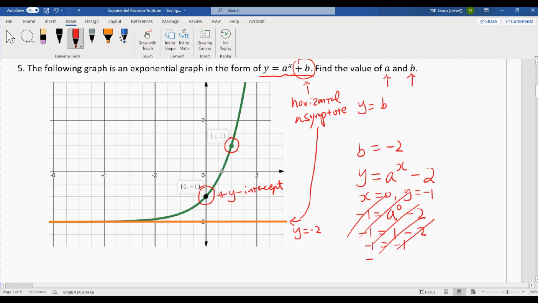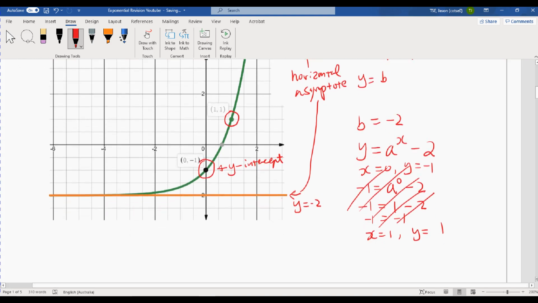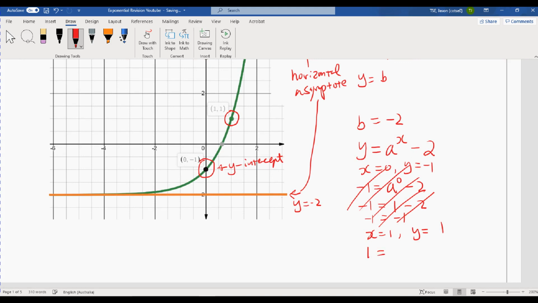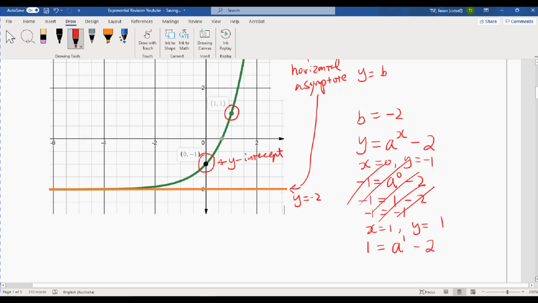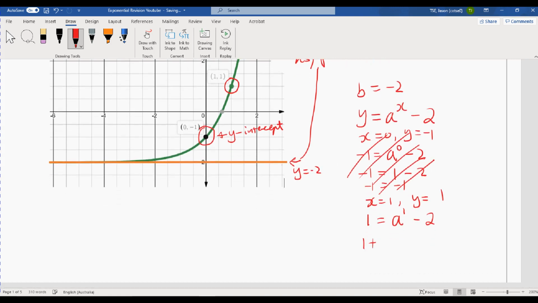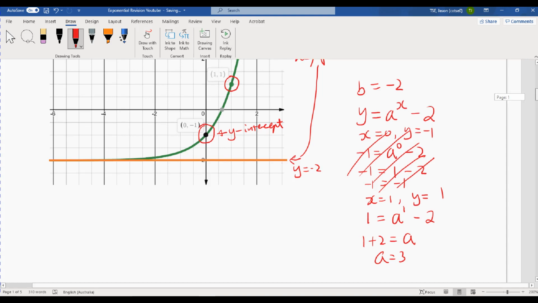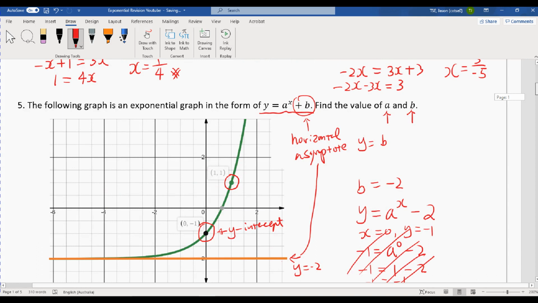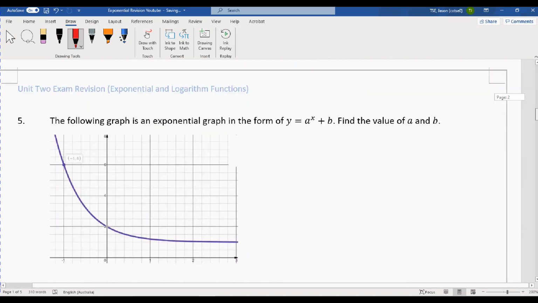So x equals 1, y equals 1, right? Let's try this point. So it becomes 1 equals a to the power 1 minus 2. So this time it works. We can move that 2 to the other side. So a to the power of 1 is just a. So a equals 3. So we've got a, right? This is just one of the ways to find the value for a and b by using an exponential graph. Okay, we have another one.